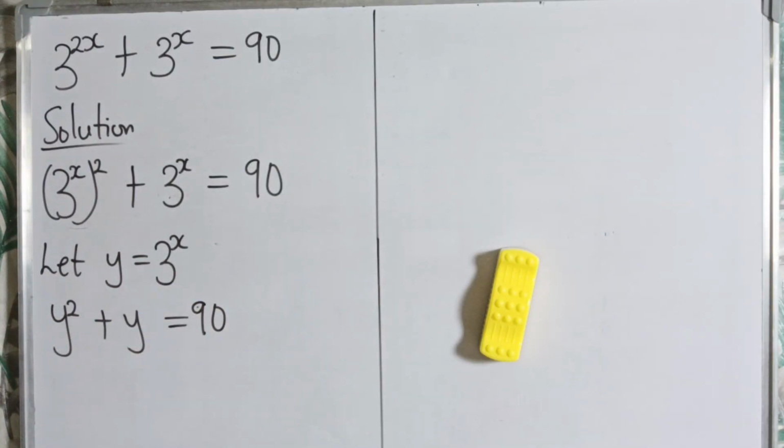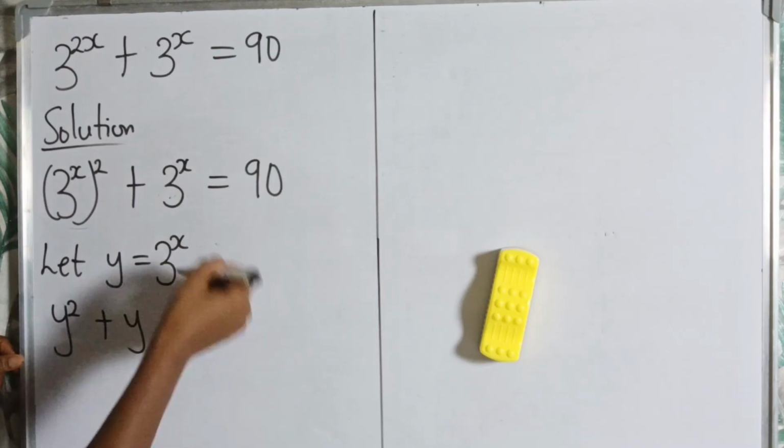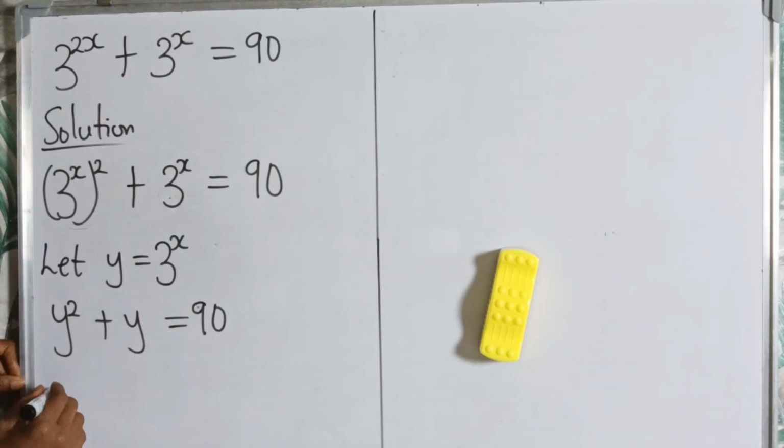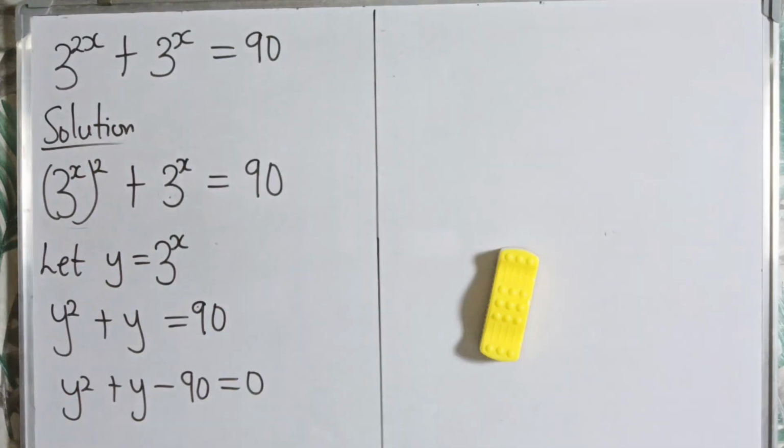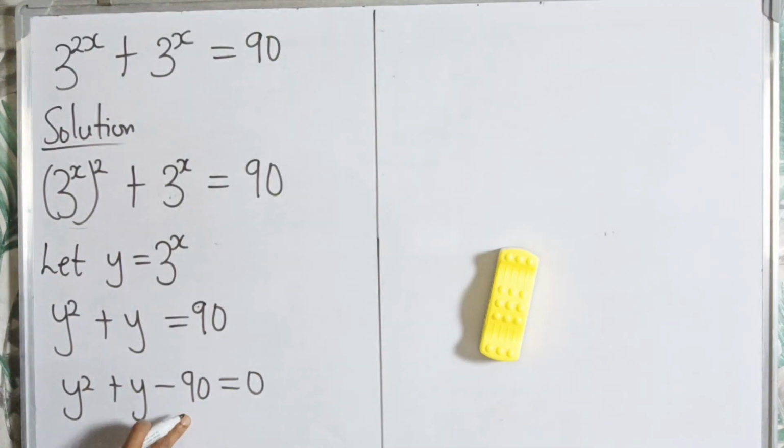So let me bring this constant to the other side of the equation. So now I have y squared plus y minus 90 is equal to 0. This is a quadratic equation. Now, we have to look for two factors such that if we multiply, it's going to give us 90, and if we add or subtract, we are going to have plus 1.